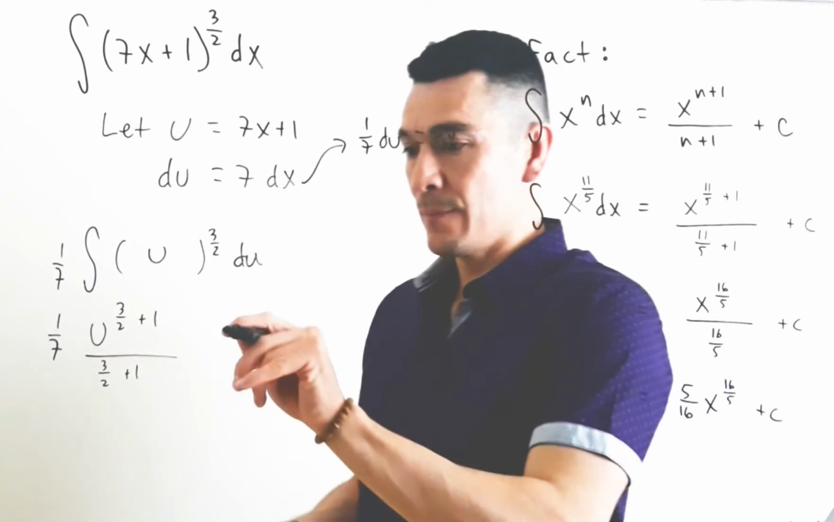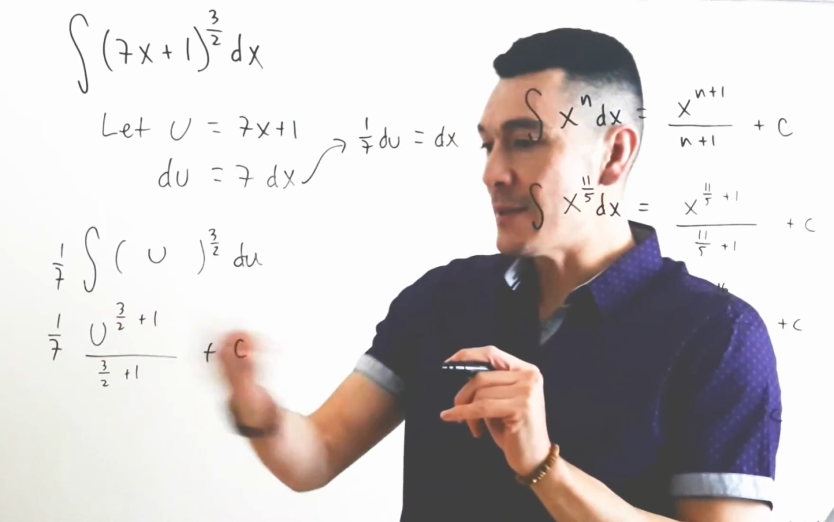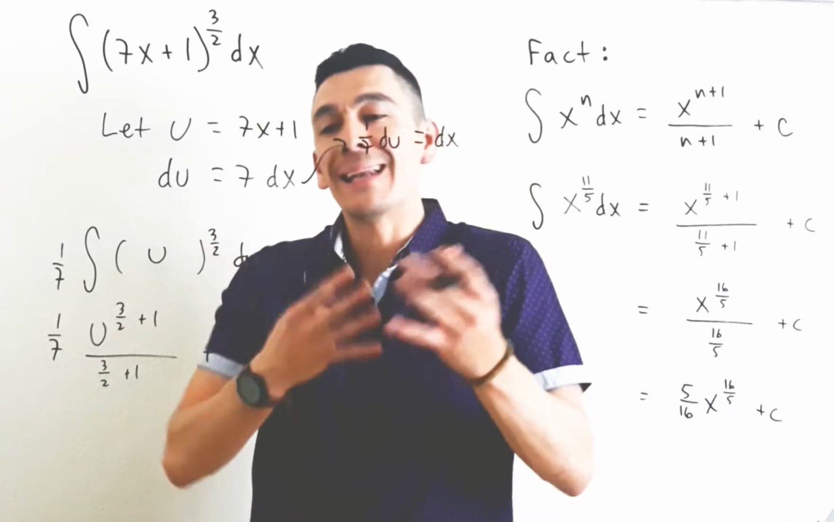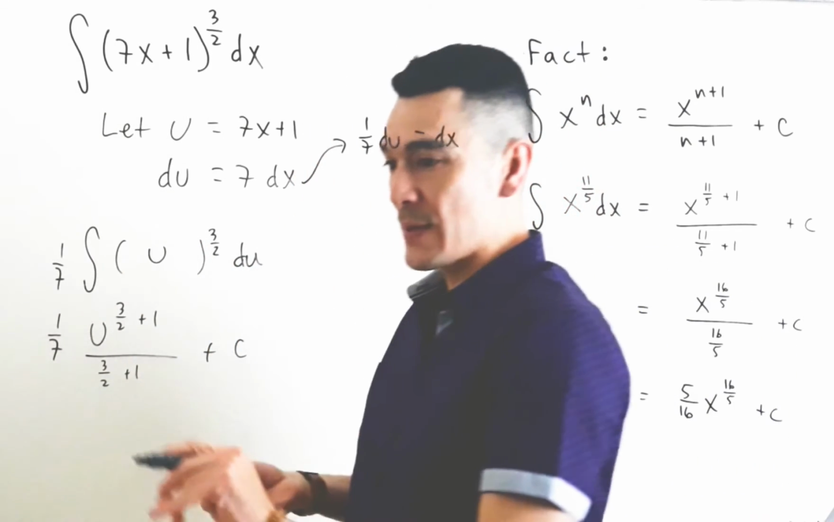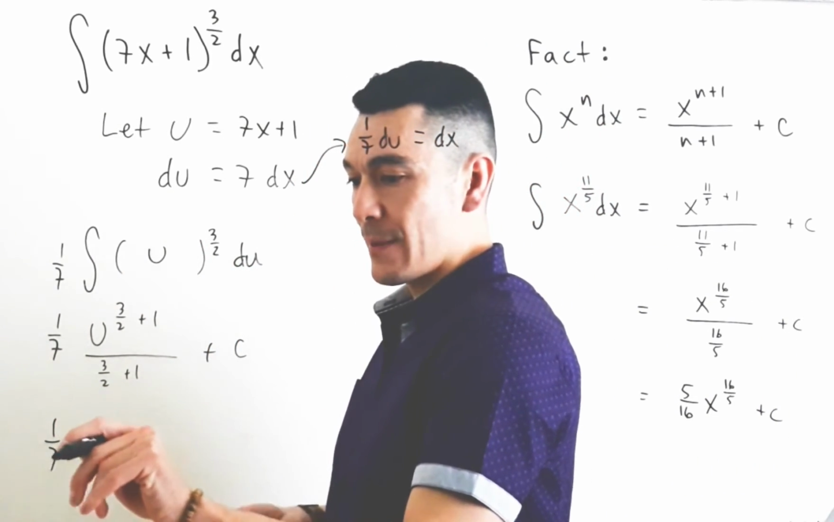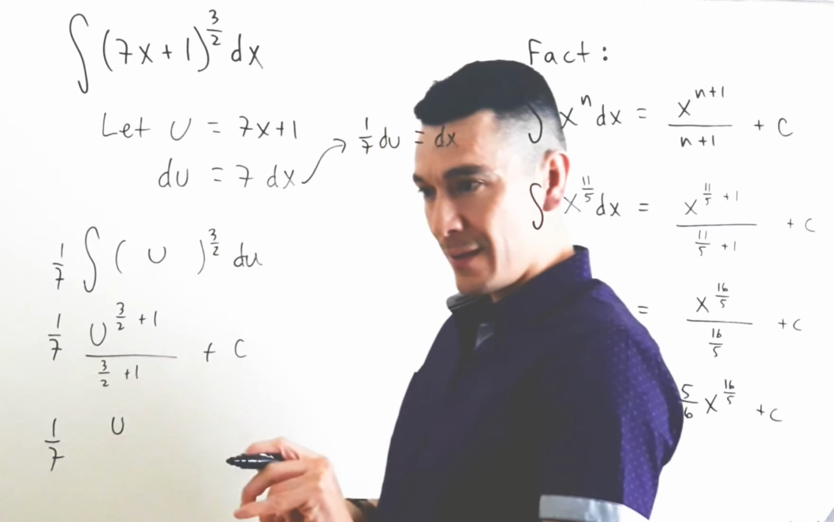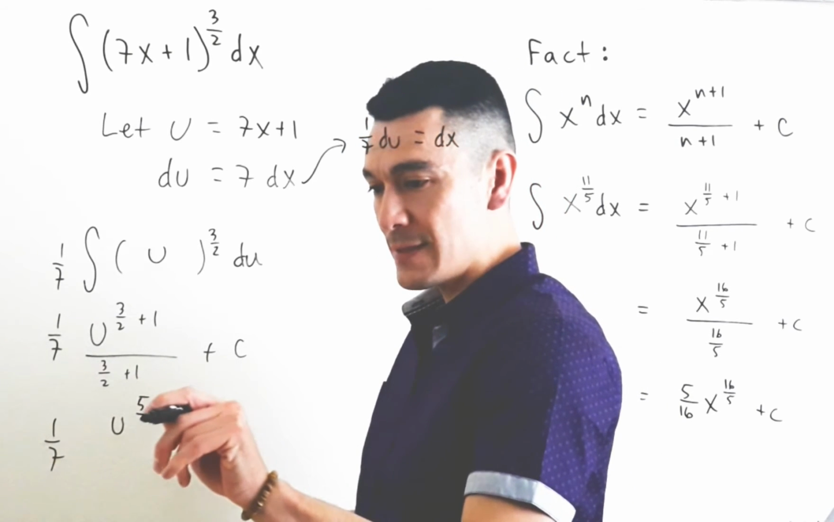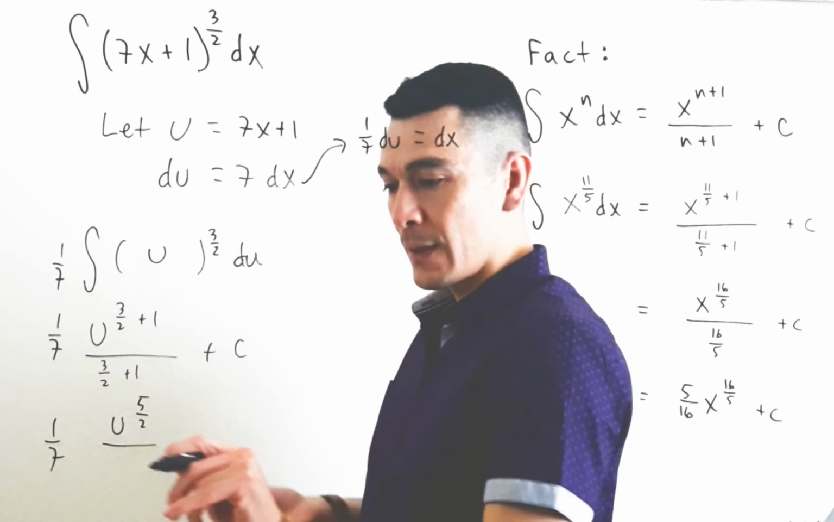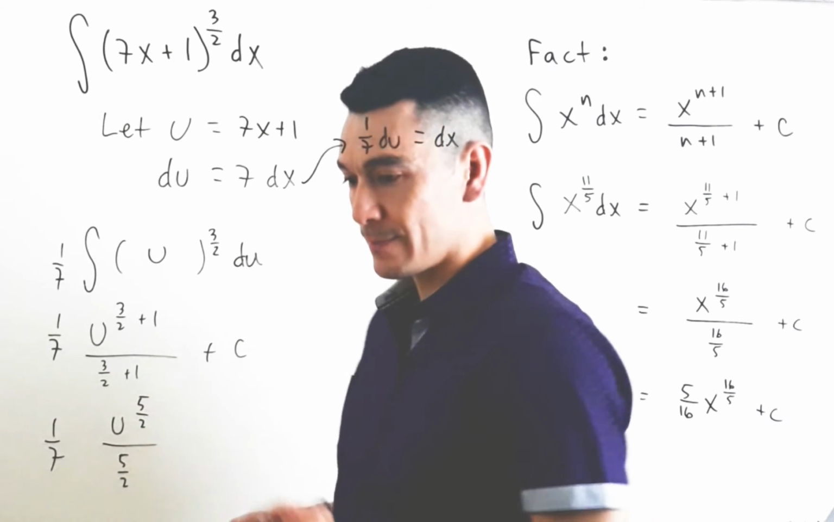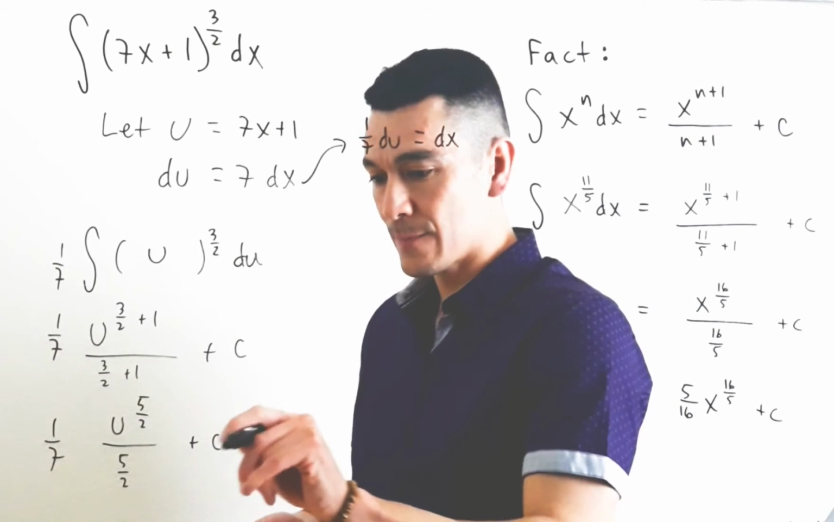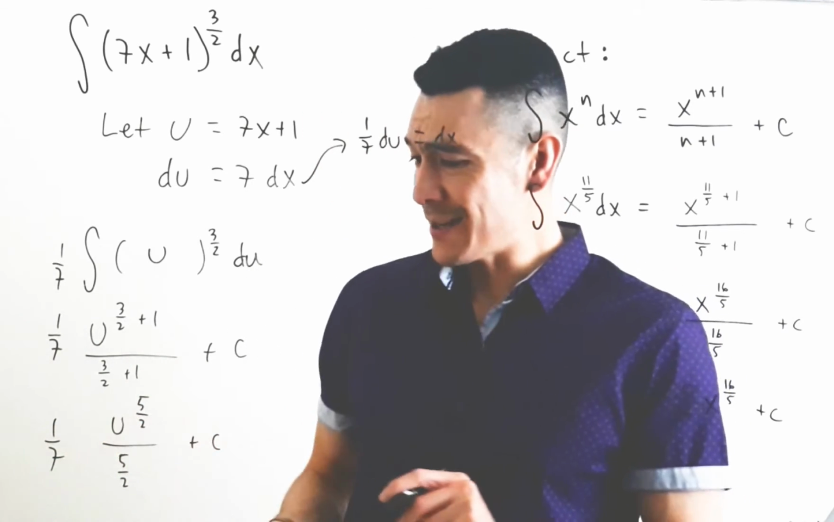So now from here, let me put a plus c. From here, it's just a matter of algebra and cleaning things up. So let me just burn through this. So this would be 1/7, and this would be u to the 5/2, is it? All over 5/2 plus c. My writing is actually kind of sloppy.